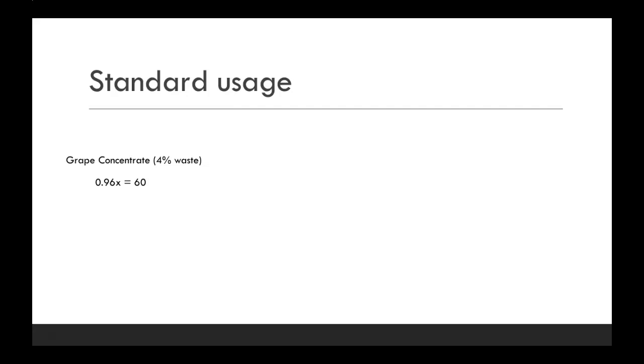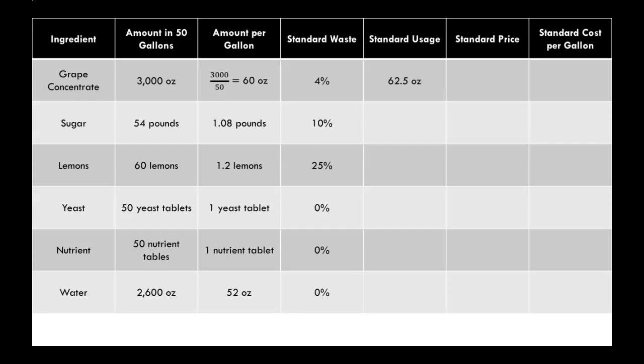Right? So 0.96 times x needs to equal 60. So we find out that we need 62.5 ounces of grape concentrate to allow for the waste. So we plug that into our table, right? 62.5. That's our standard usage for the grape concentrate.